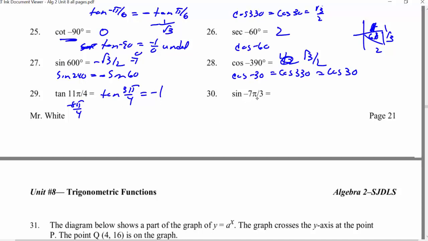The sine of negative 7 pi over 3, so subtract 6 pi over 3, so that's like the sine of negative pi over 3. So negative pi over 3 is right here. That's like negative 60 degrees. So that's going to be negative root 3 over 2.